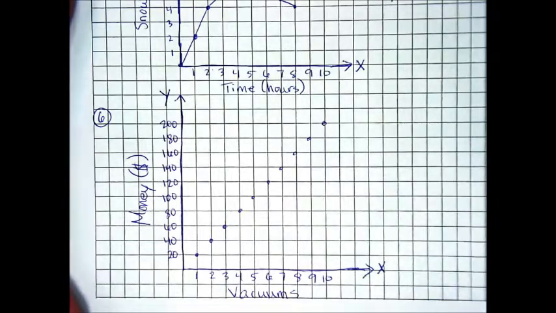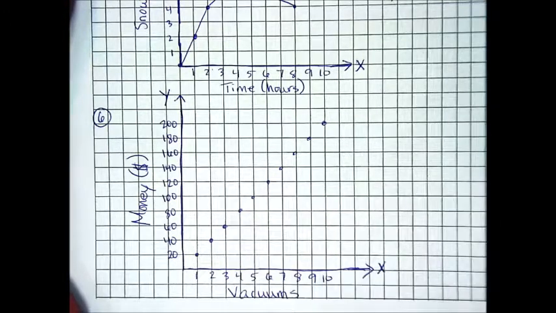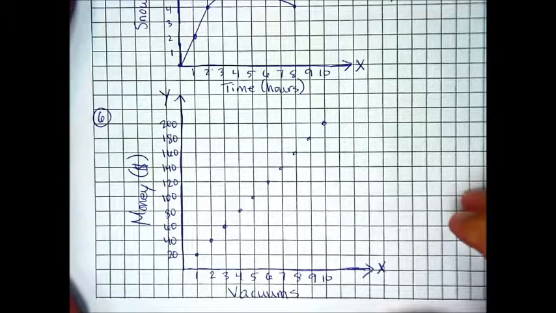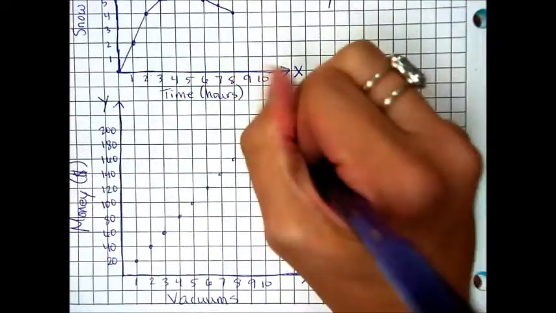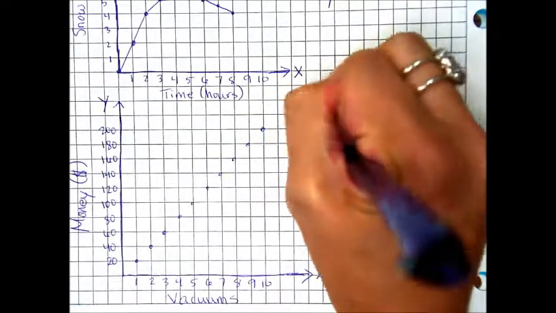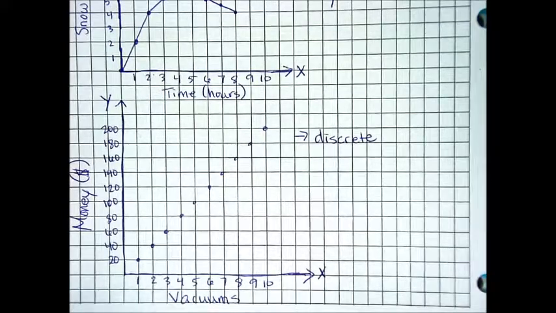But before we do anything else, we want to stop and think about whether or not it makes sense to connect these points. In this case, I would say it does not. If we connect this, we are saying that anything in between these points, like 2.5 vacuums, could be purchased for $50, when we know that no one can actually buy a partial vacuum. So this is a situation where we would want to state that this is a discrete graph, not a continuous one, and we would not connect the points.